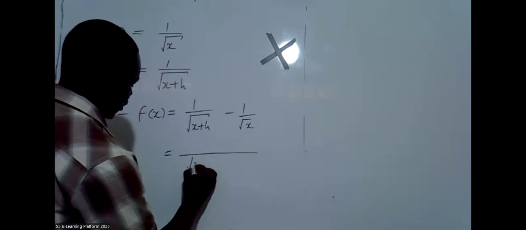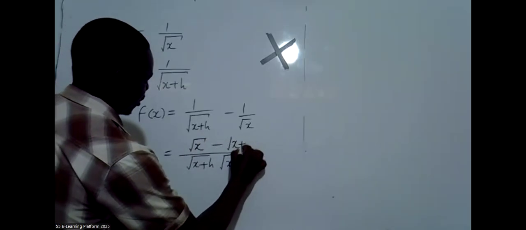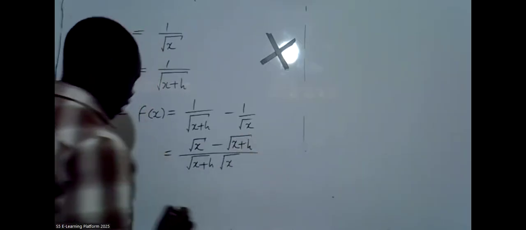To simplify that one, we get the LCM here, which is the product of this times that one. The product of those two, that is root of x plus h, then times root of x. So that in the numerator here we shall have root of x minus root of x plus h. Like that. Now, after it is to put h in the numerator, so that it can cancel out with the h that we shall have in our formula.